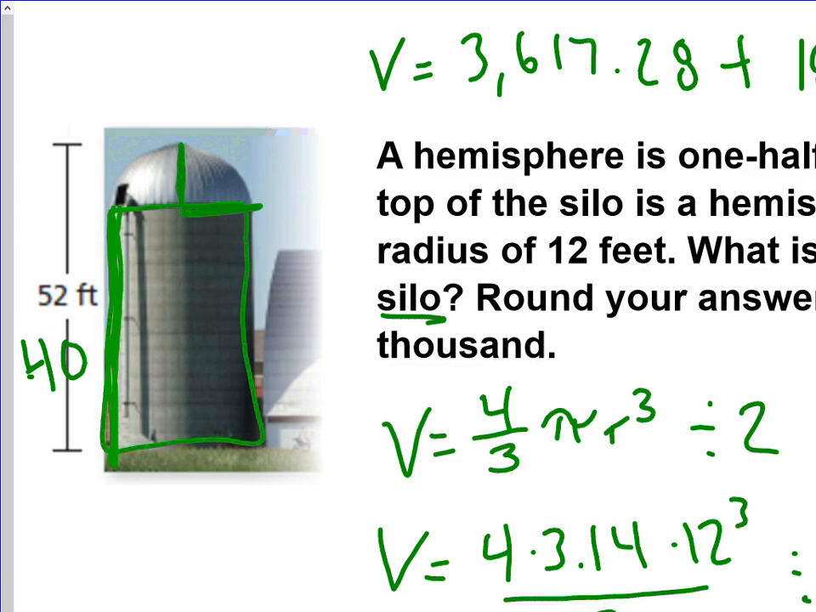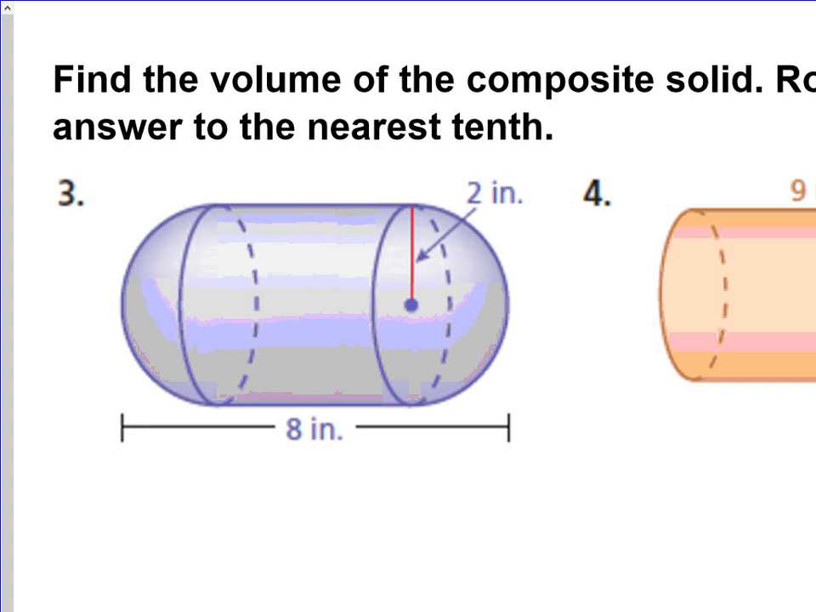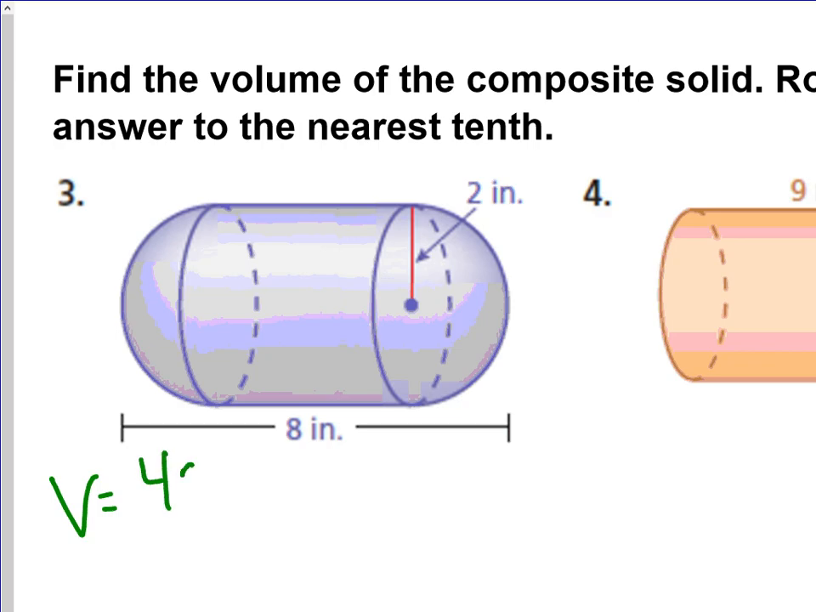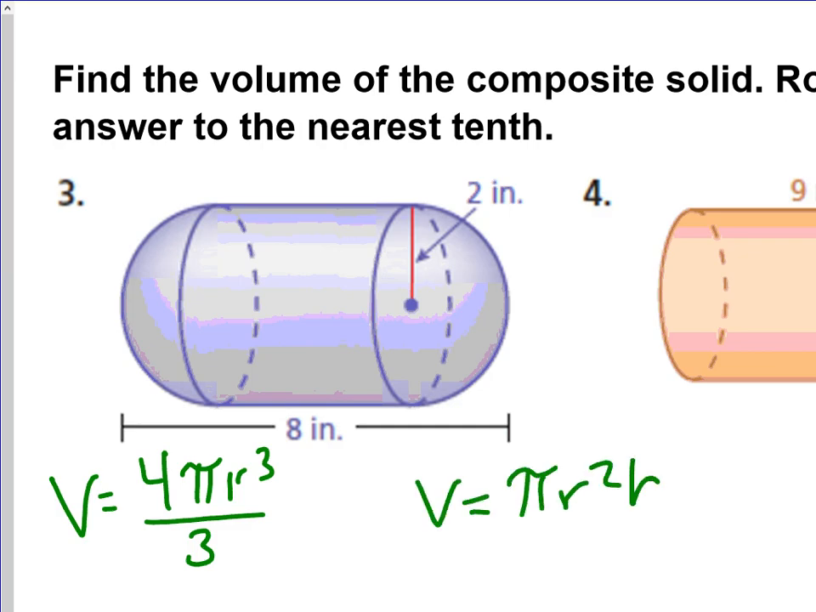All right, so let's go on to some more examples here. Number 3. Okay, so what we have to do is figure out the shapes that we have first. That's always my first step. So I have a hemisphere and a hemisphere. Well, if I take a hemisphere and put them together, that gives me a sphere. So I'm just going to do the sphere's formula. Then I have a cylinder in the middle of those two hemispheres. So pi r squared h.